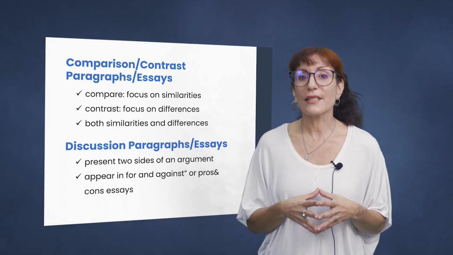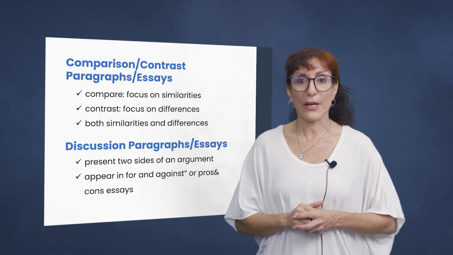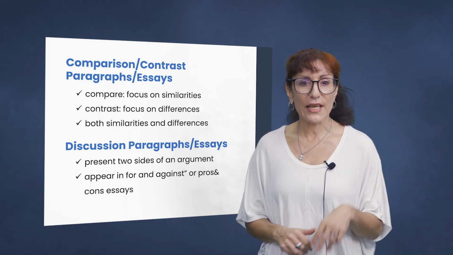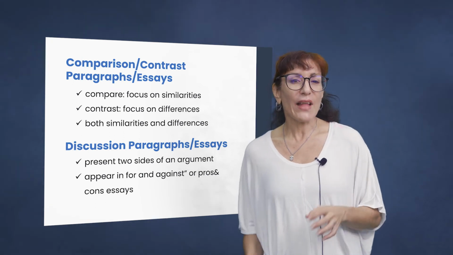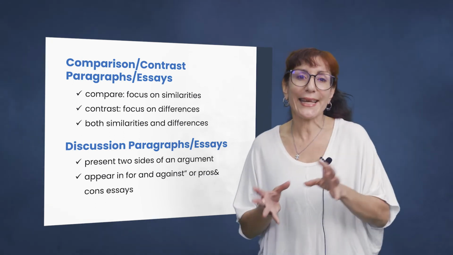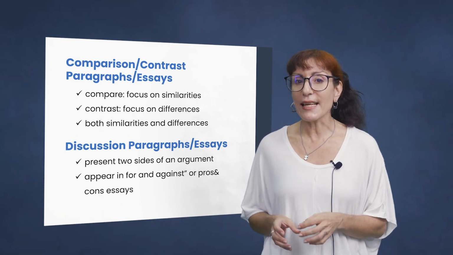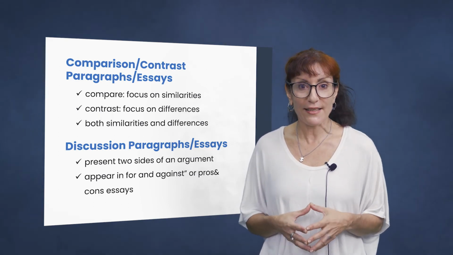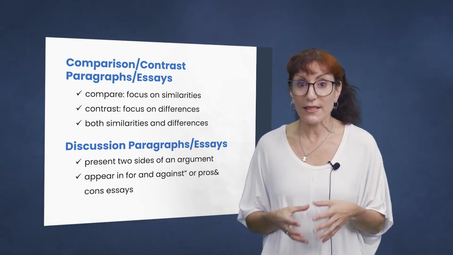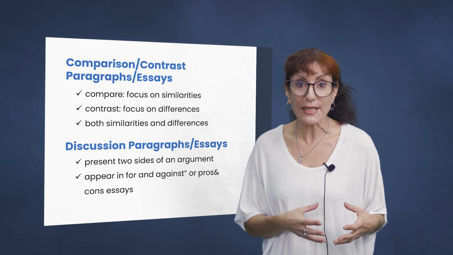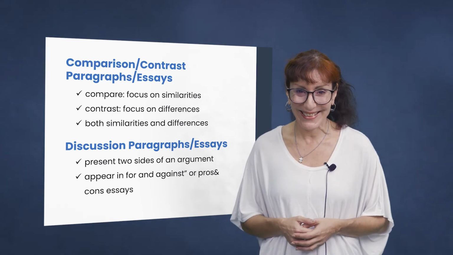Next on, we have discussion paragraphs, which are also common in the context of academic writing, and they ask you to present two sides of an argument. They're usually either part of a for and against or part of a pros and cons essay, and the standard structure of such text requires you to first present your for and against or pros and cons arguments and conclude by stating your personal opinion.